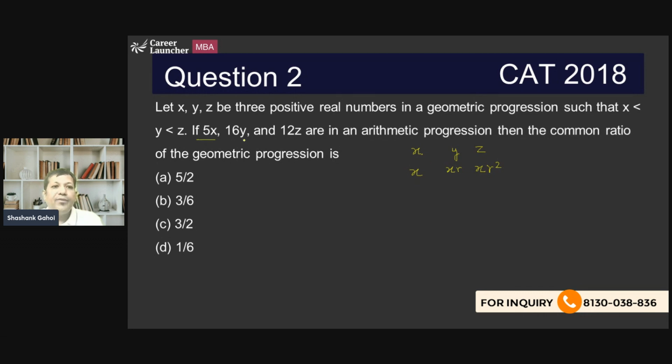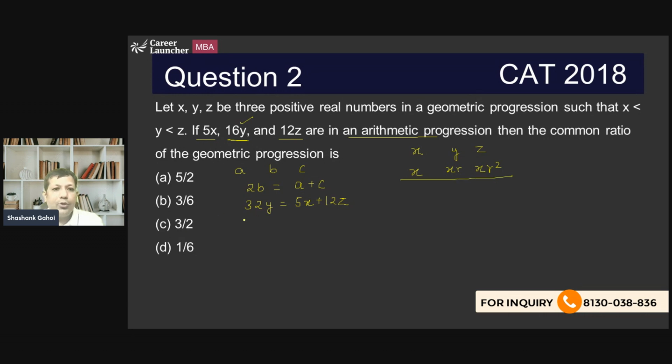Okay. Now 5x, 16y, and 12z are in AP, not GP, right? So if A, B, C are in AP, the relation between A, B and C is given to us as 2B is equal to A plus C, right? We have already seen this. So here, what is the value of B? That is 16y. So 16y into 2 is going to be 32y, and that is equal to A, which is 5x, plus C, which is 12z.